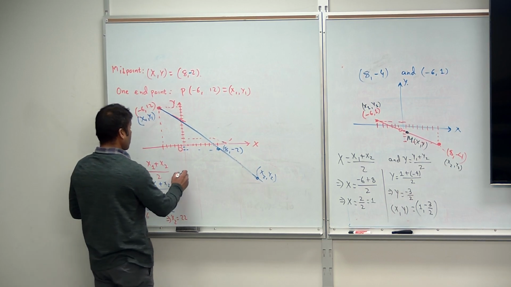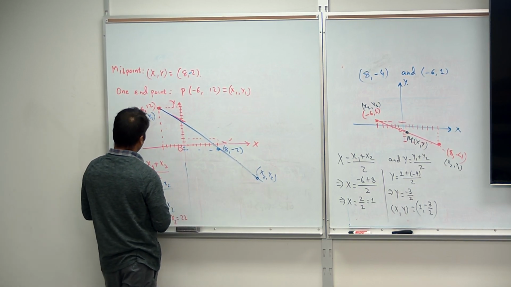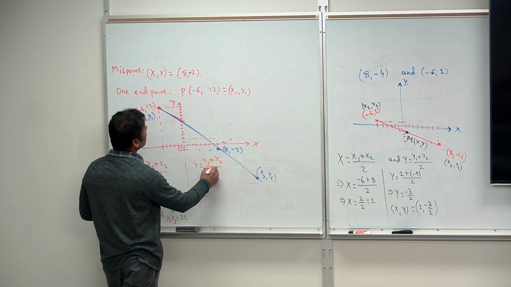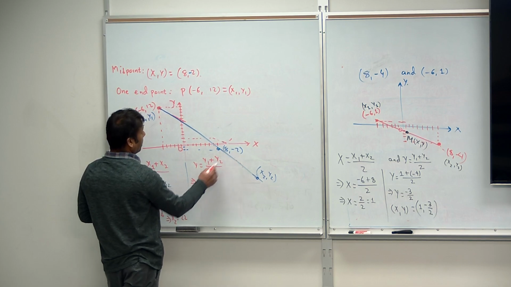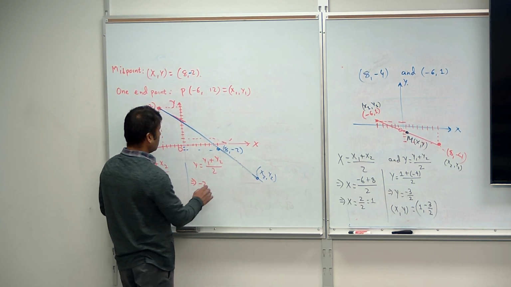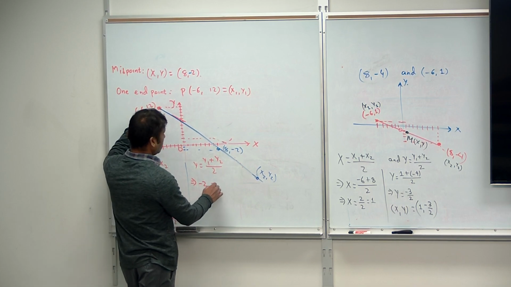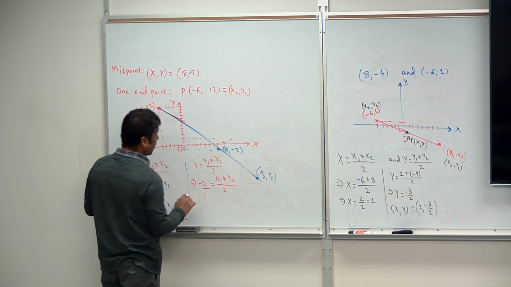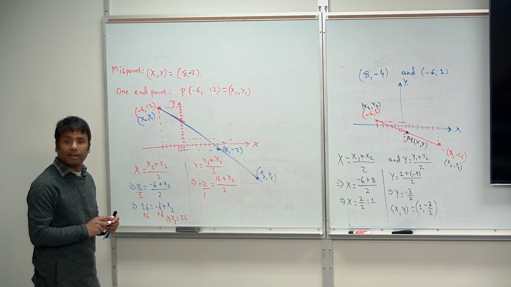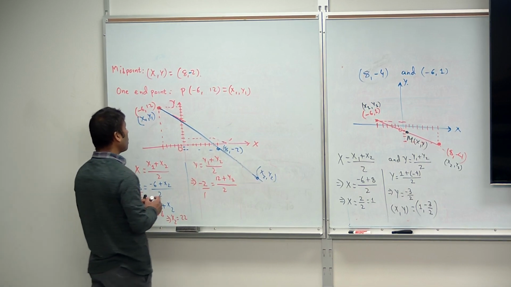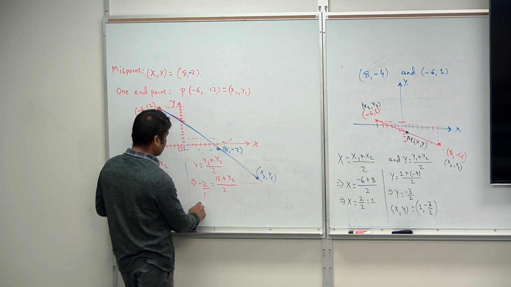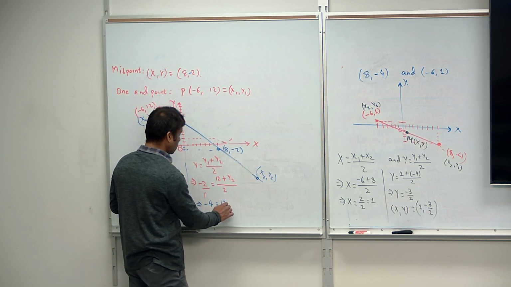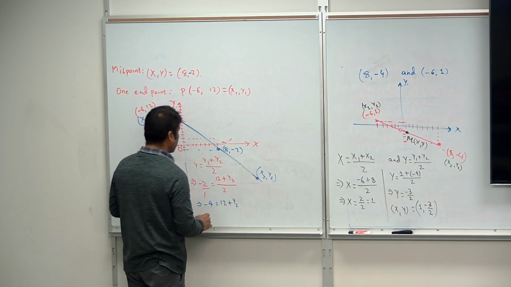So now you have y equal to y1 plus y2 over 2. So what is your y? Negative 2, right? Equals, what is your y1? 12 plus y2, over 2, and it has 1 in the denominator. You cross multiply. What will happen if you cross multiply? You get negative 4 equal to 12 plus y2.